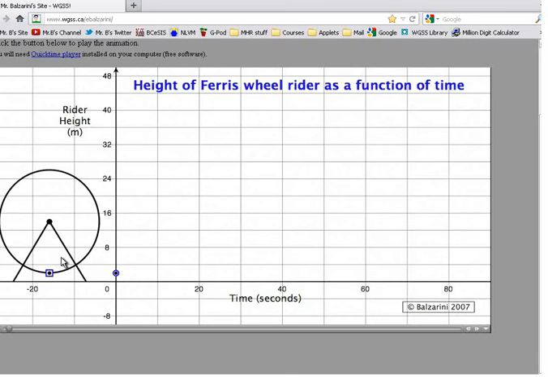Okay, it's not a pizza. Here, let me pause this. Here's what the graph looks like. I know that this is very exciting, right? Goes up to the top.